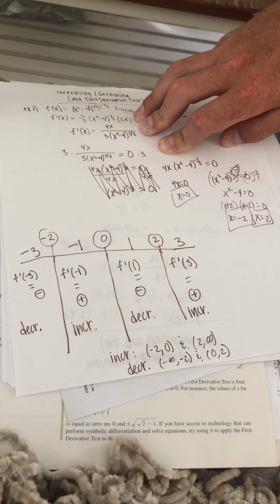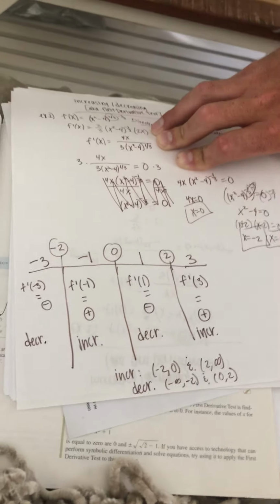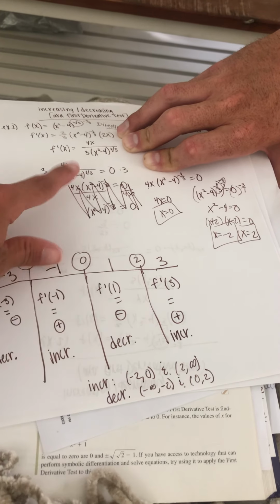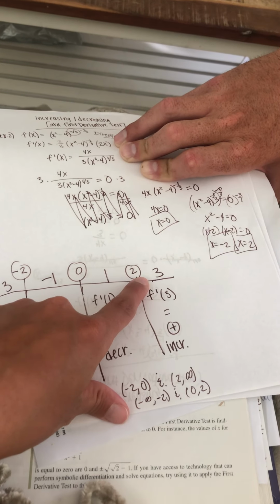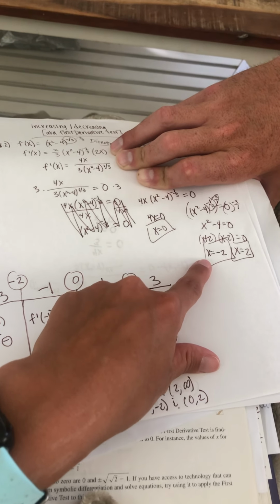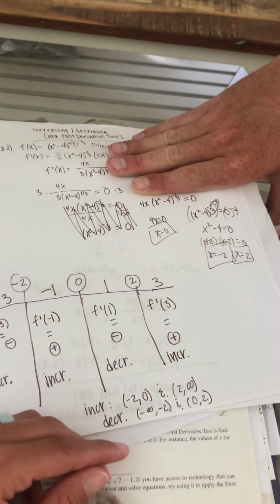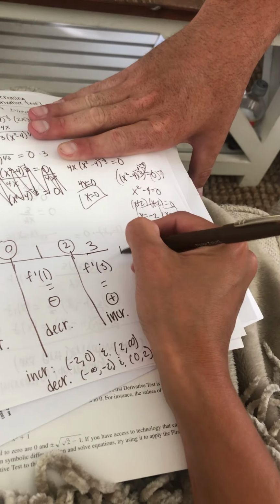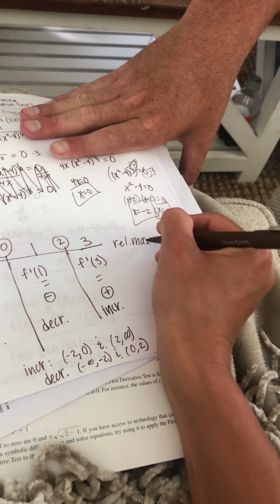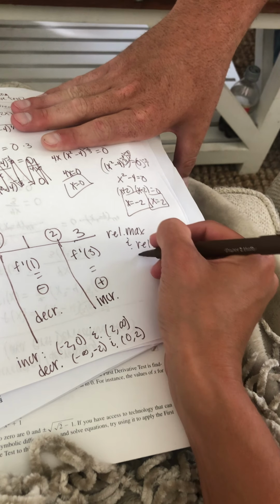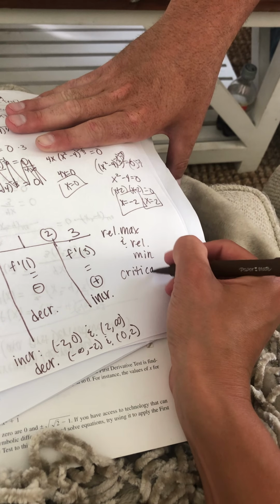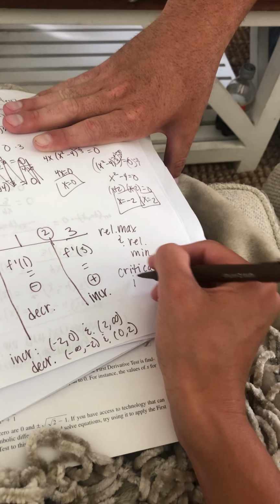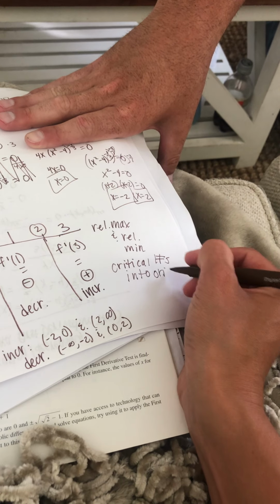So if you need to go ahead and screenshot that, take a picture of it. Remember, we sub this in to our derivative. You just sub it in. We got these numbers from solving for 0. And if you wanted to find the relative max and relative min, you take critical numbers into the original. Okay, here we go.